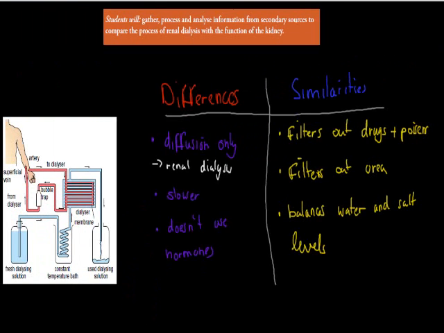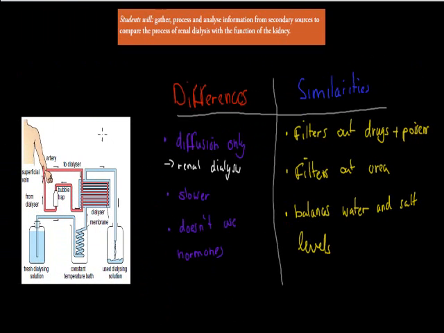Renal dialysis. Renal dialysis was for people who had kidney failure or kidney problems, and they had to go on this machine. Now you have to compare the process of renal dialysis with the function of the kidney. How are they similar and how are they different?